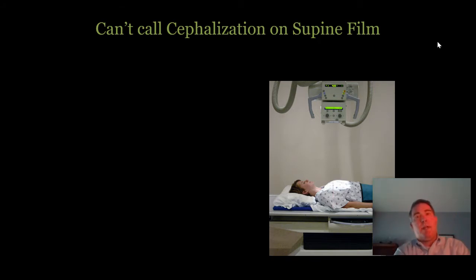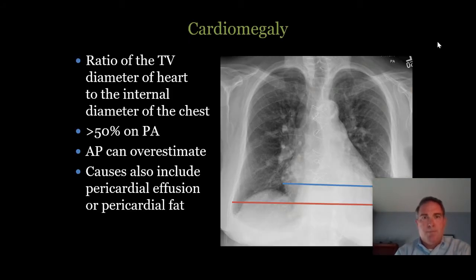Just remember that on a supine film, it's normal to have redistribution. So don't call redistribution on a supine film, because that is what you'd expect. For cardiomegaly, you're measuring the transverse dimension of the heart. On a PA, it shouldn't be greater than 50%. You can either measure the whole chest and do math. I try to just find the middle of the spine and go over once so I don't have to do math. Be mindful of the pericardial fat pad. Don't measure that.